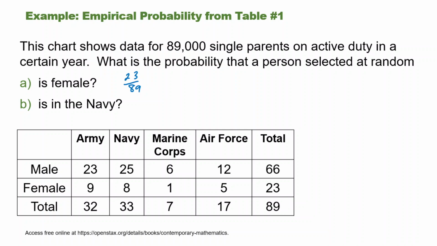Part B, the probability that a person selected at random is in the Navy. So again, looking at the rows and columns of this table, there are a total of 89 people accounted for here. And in the third column, the last value is 33. There are 33 of the 89 that are in the Navy. And so that is our probability.